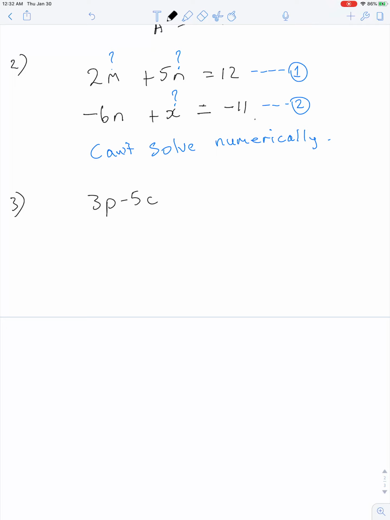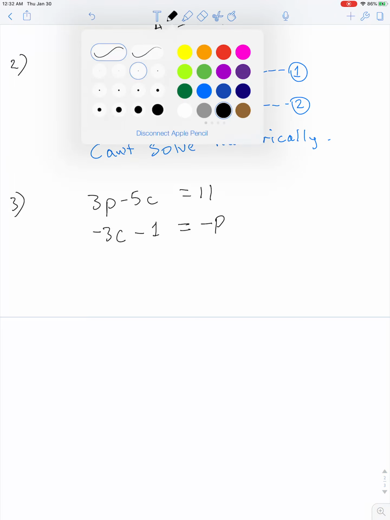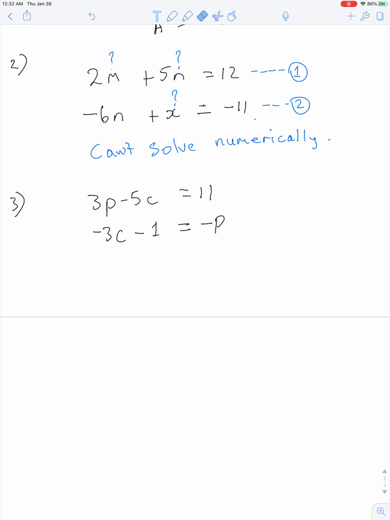3p minus 5c is equal to 11, and minus 3c minus 1 is equal to minus p. Okay, let's see what happens here. So, you know what? Let me not make this a little bit too complicated. Let's take out these negative signs. Let's put a positive p there, and a positive 1 here, and a positive 3c. Let's do that: 3c plus 1 equals p. Let's make it a little bit more simple.